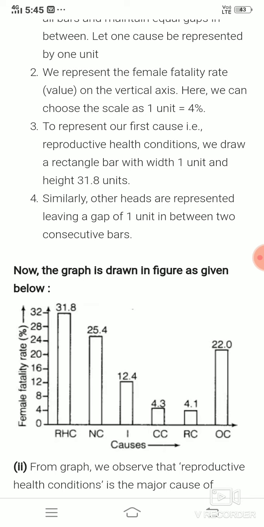Then after that you need to draw one line. And for I, 12.4 is between 12 and 16, near the midpoint, and 4.3 is between 4 and 8, that is just above 4. Between them you need to draw one line. The OZ, 4.1, is also just below 4.3, so after 4, that is the first unit line. And 22 is between 22 and 24, at the midline exactly.